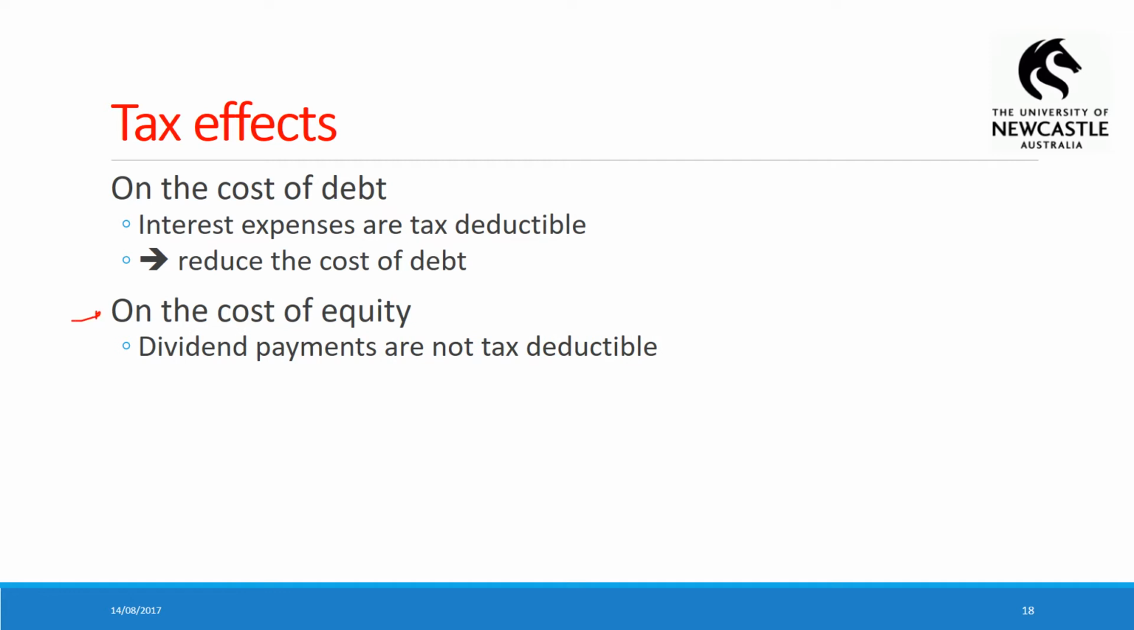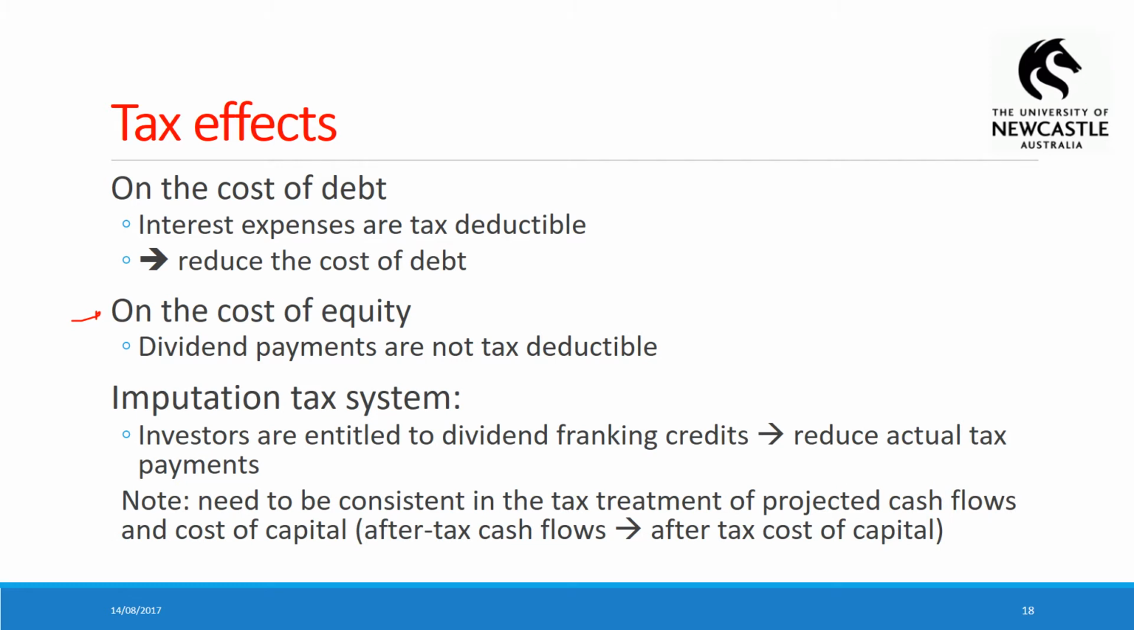With relation to the cost of equity, we know that the dividend payments are not tax deductible. However, with the imputation tax system, we have a tax benefit of dividend payments, right? In the imputation tax system, investors are entitled to dividend franking credits, and that reduces the after-tax payment, right?